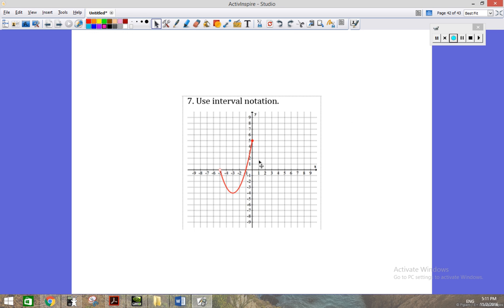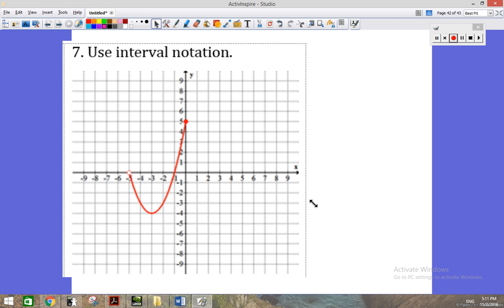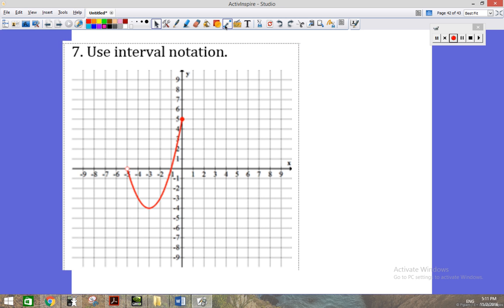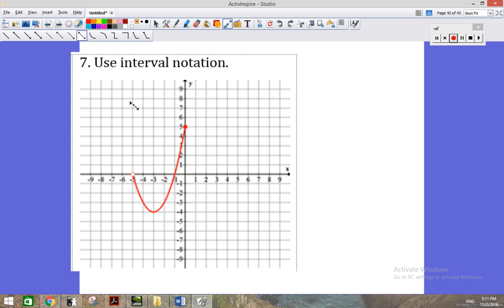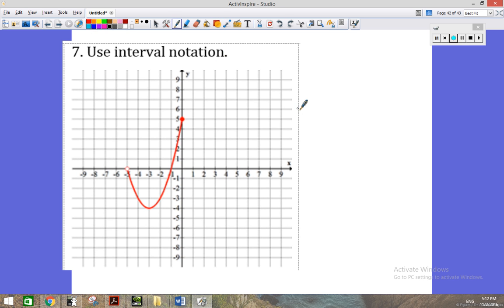Now, this doesn't have arrows. It's got a hollow point and solid point. So I know, as far as left and right goes, that all of my points are between -5 and 0. There's no point on this graph that's to the left of -5. There's no point on this graph that's to the right of 0. So my domain has endpoints that are -5, and the x coordinate here is 0 because left and right.